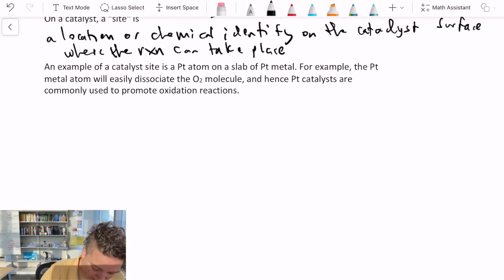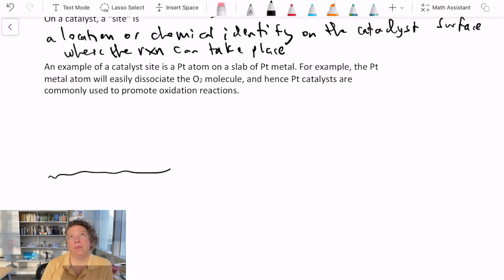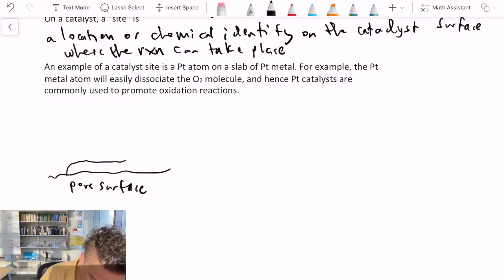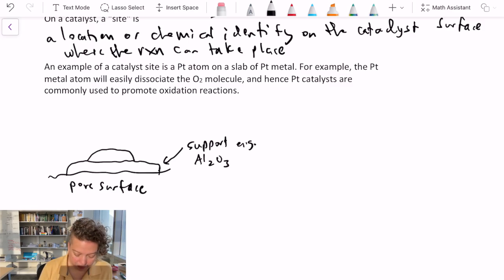Let's see here. If we have a catalyst particle, I'm going to draw this. We talked in the last lecture about how if you have a catalytic reactor, then it's packed with pellets, and the pellets have catalyst deposited within their pores. So I'm going to draw this here. This is a pore surface, the surface within one of the many pores within that catalyst pellet. And then I have on there some support material, for example, alumina. And then on the support, I have deposited a platinum particle.